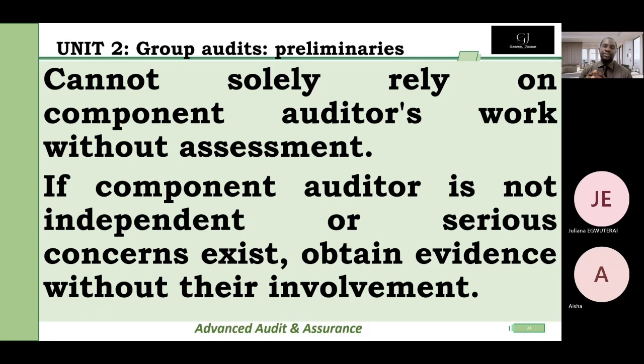So if the component auditor is not independent or serious concerns exist, we still need, as the group auditors, to obtain evidence without their involvement. We are reviewing the work and also substantiating whatever work or job outcome the component auditor is providing. So we must obtain sufficient, appropriate evidence, with or without their involvement, and independent confirmations can also be validated by the group auditor.